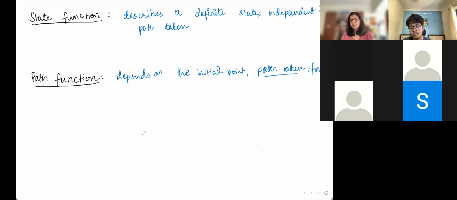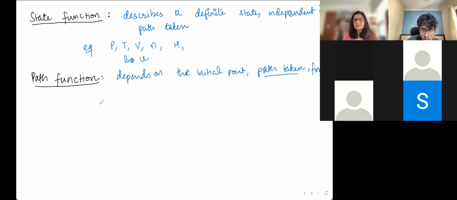Path function, so examples of state function are things like pressure, temperature, volume, number of moles. Enthalpy is a state function. Temperature, meaning basically your internal energy, U, is a state function. Entropy is a state function. Bulk properties basically. Now examples of path function are things like work done, heat energy. These are the ones that are relevant that you can consider.